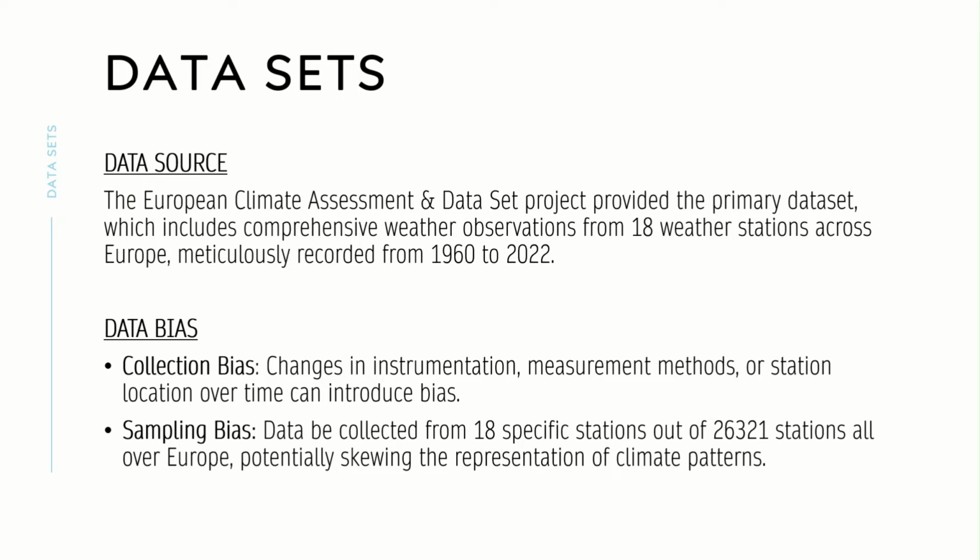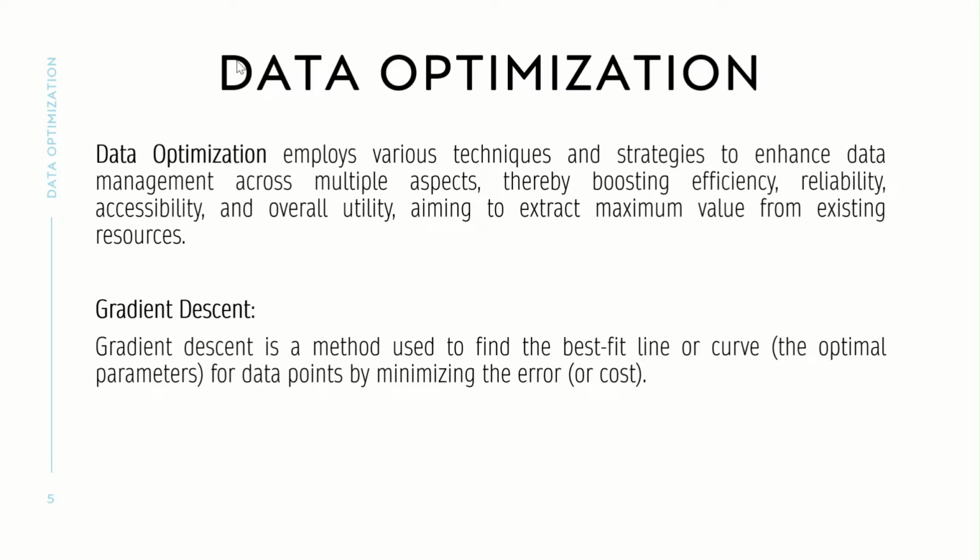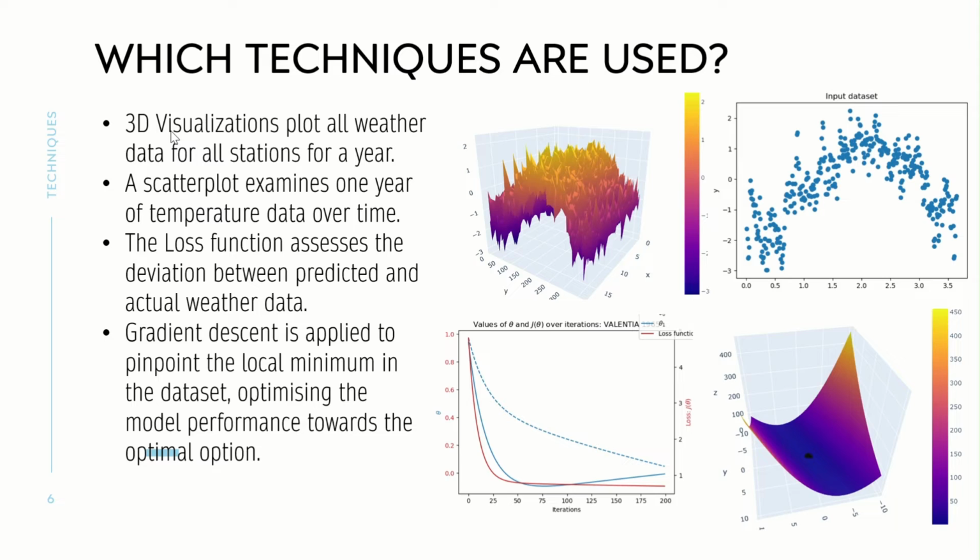Next, we look at how we optimize this data for our analysis. First, we talk about what data optimization methods are. Various methods were employed to enhance data management, boosting efficiency, reliability, and overall utility. And in this project, we look more into gradient descent. This is a key technique used to find the best fit line or curve by minimizing the error, enhancing model performance. Let's now discuss how we visualize the data.